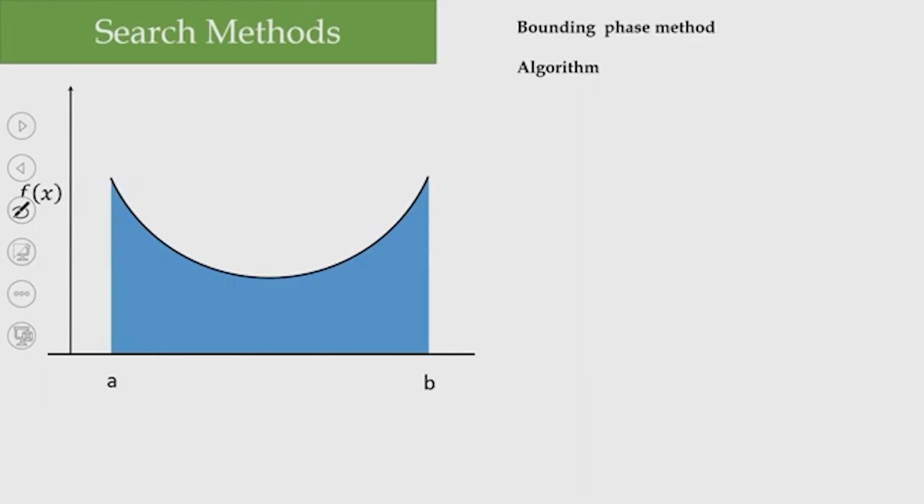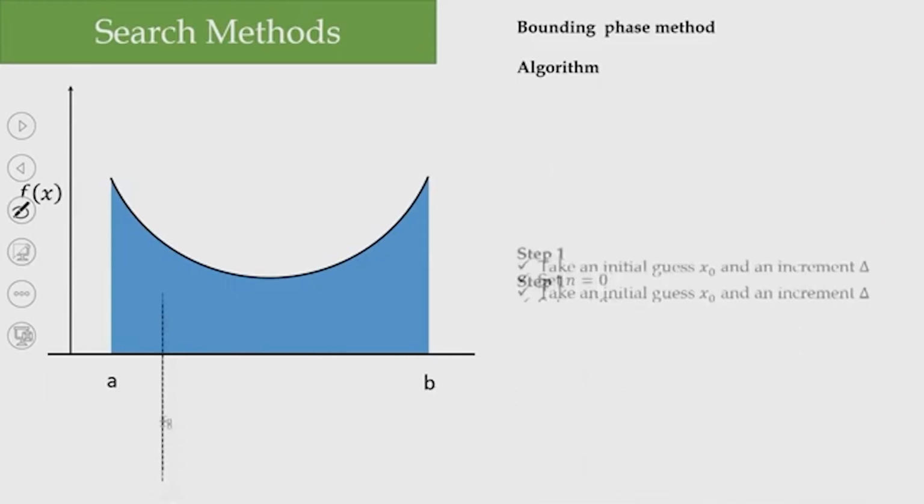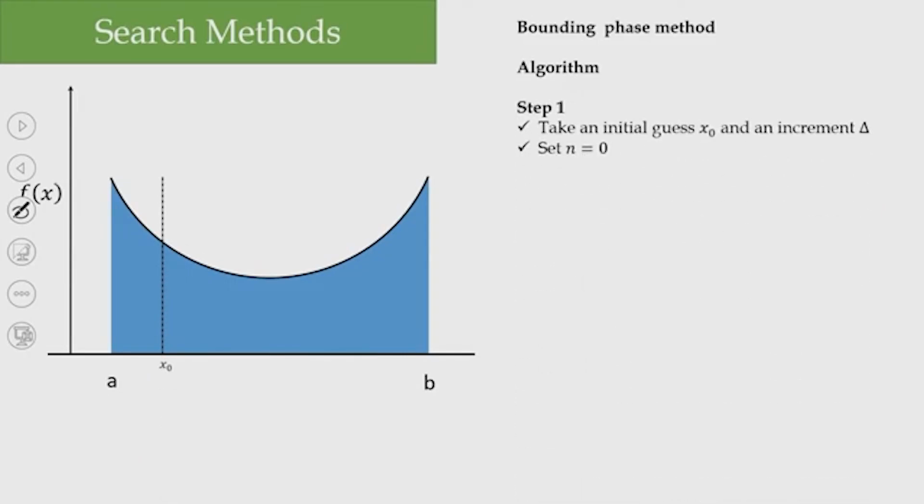The other one is the bounding phase method. In this method, we are not considering upper bound and lower bound, but we are starting our algorithm from x naught. x naught is a point between our upper bound and lower bound. Now, set n equal to 0. n equal to 0 means I am taking x n, so therefore, I am getting x 0.